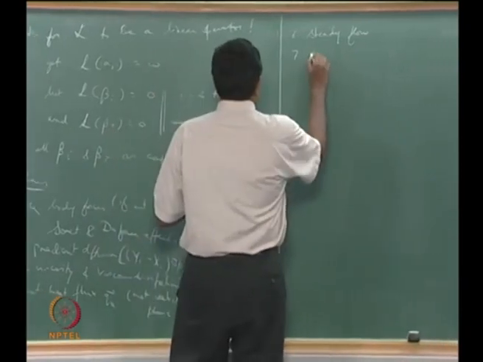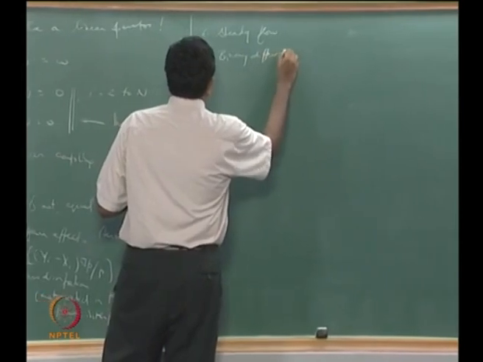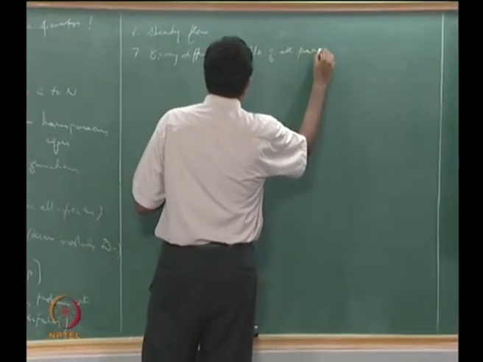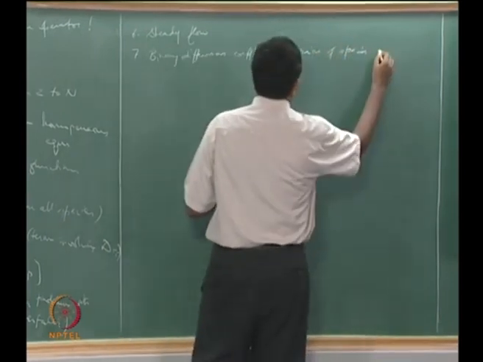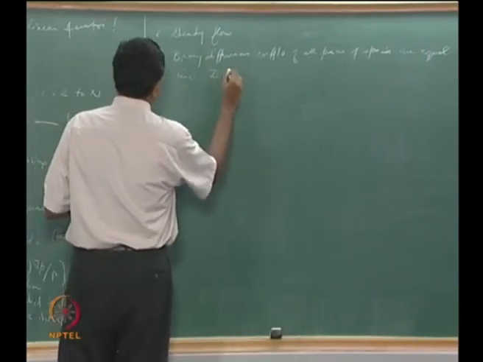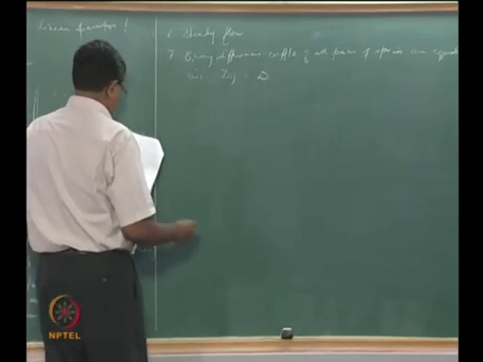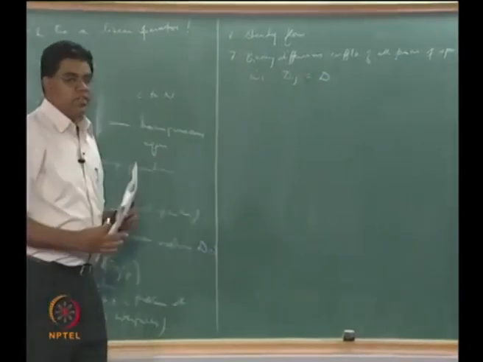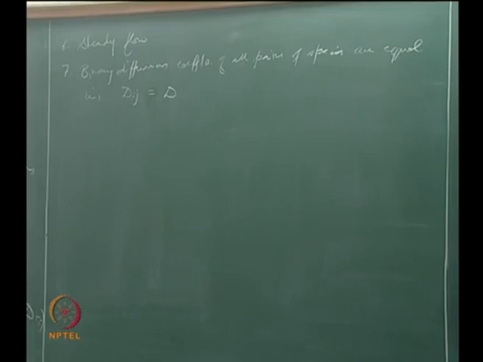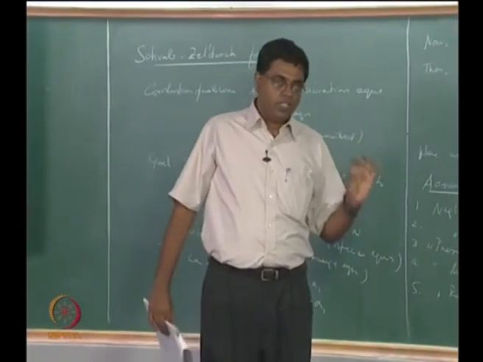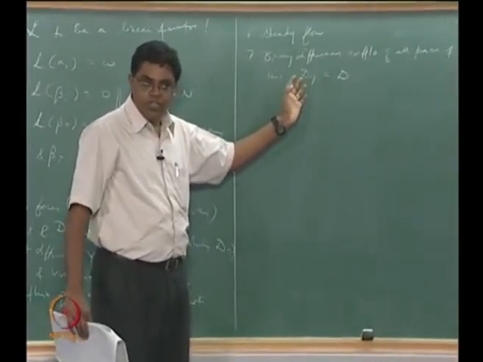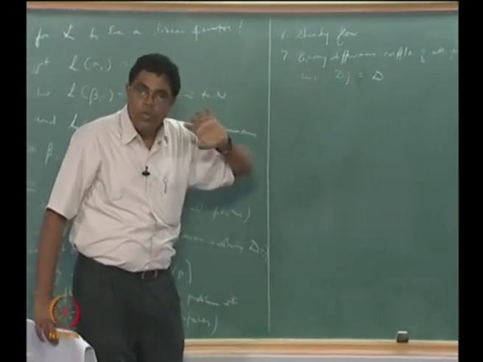Then we say binary diffusion coefficients of all pairs of species, right, are equal. That is Dij equals D. Not even saying that we have Dij is equal to Di. That is to say, we are not saying that the binary diffusion coefficients are the same as the multi-component diffusion coefficients. Recall that the multi-component diffusion coefficients are derived quantities, whereas the binary diffusion coefficients are more fundamental, okay, which come from kinetic theory. But we are saying here that all of them are going to be equal for all pairs of species.